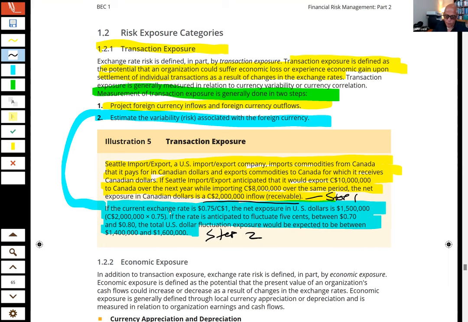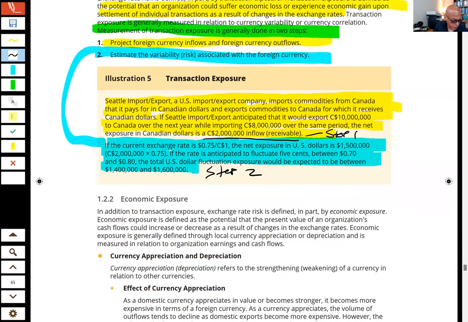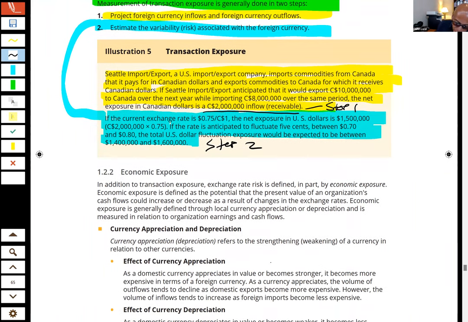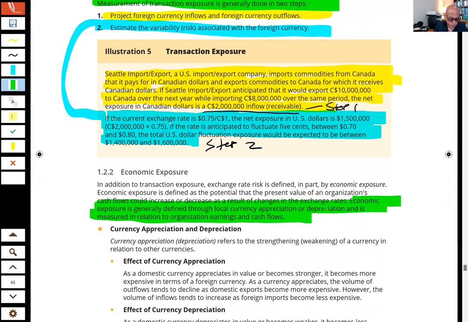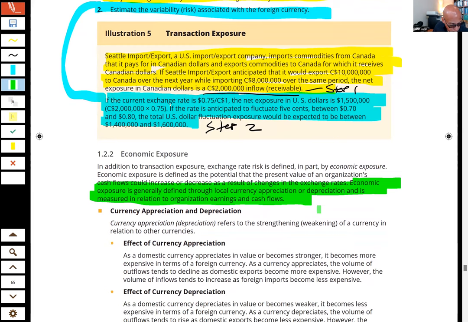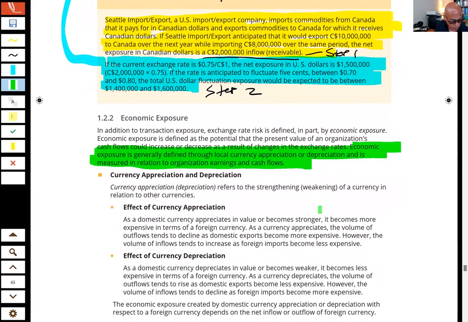Now we could also have economic exposure, okay? And we really have already talked about the potential for economic exposure, but let's take a look at that. Economic exposure is generally defined through local currency appreciation or depreciation as measured in relation to the organization's earnings and cash flows. So you can take a look if it's going to be currency appreciation or depreciation. And again, we already went through the factors that drive it. But the effect of appreciation, let's look at that.